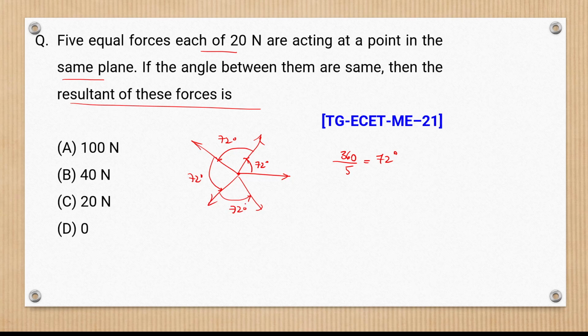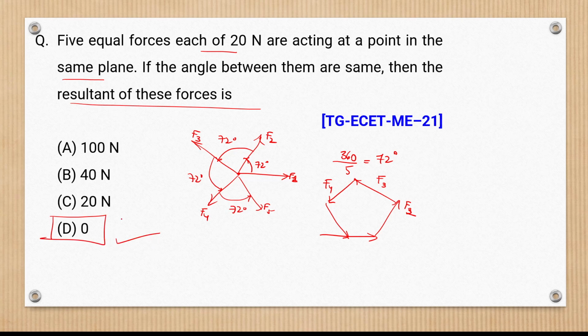So let me just check it. This was the horizontal force, and correspondingly on the head of that we'll place the force F2. Let's say this is F1, this is F2, and this would be F3. So F3 is up left, and this will be F4, which is down, and F5. So here you can see the formation of a closed polygon. If such is the case, then the resultant will be equal to 0. Option D is the answer.